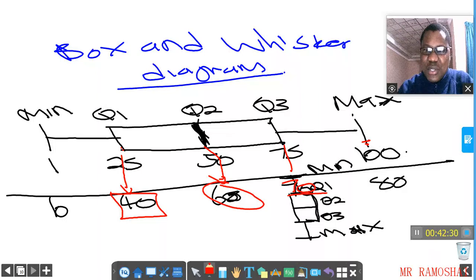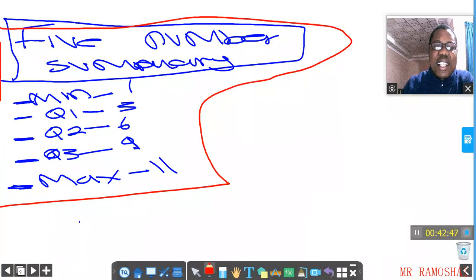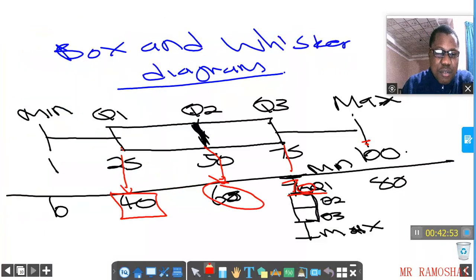Go back to it, just listen to me carefully, and then you will hear exactly what I say. That is how we interpret the box and whisker plot, and that is how we draw it using the 5-number summary. I just summarized the data and showed you how to summarize the data. So this brings us to the end of the video.